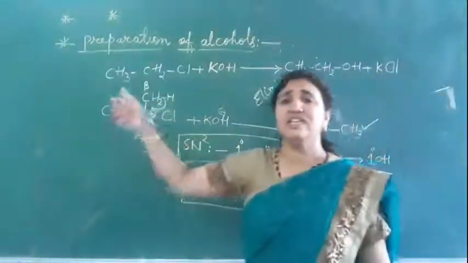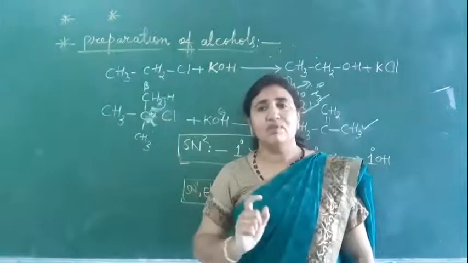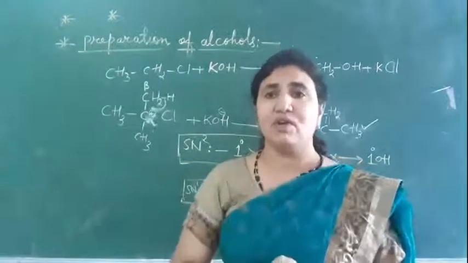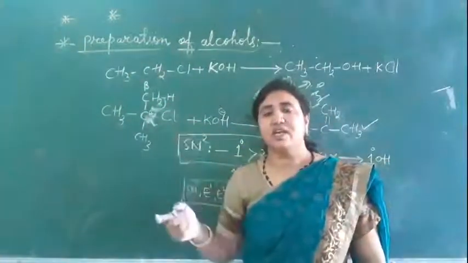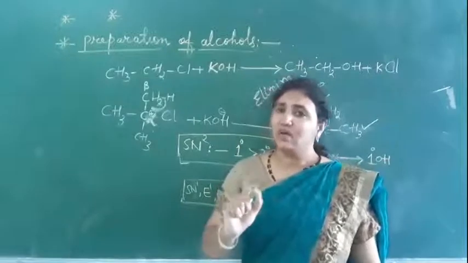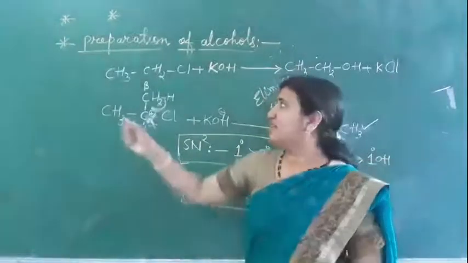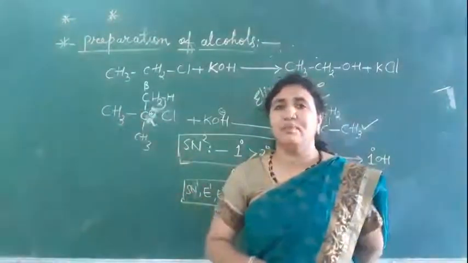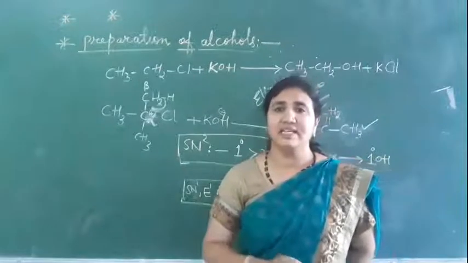So this method is used to form primary alcohol. For the preparation of primary alcohol, this method is good. But for secondary and tertiary alcohols we do not get only alcohols, we get a mixture of alcohols and alkenes. Understood? That's why this method is not preferable for the preparation of alcohol, so it is not given in the NCERT textbook.